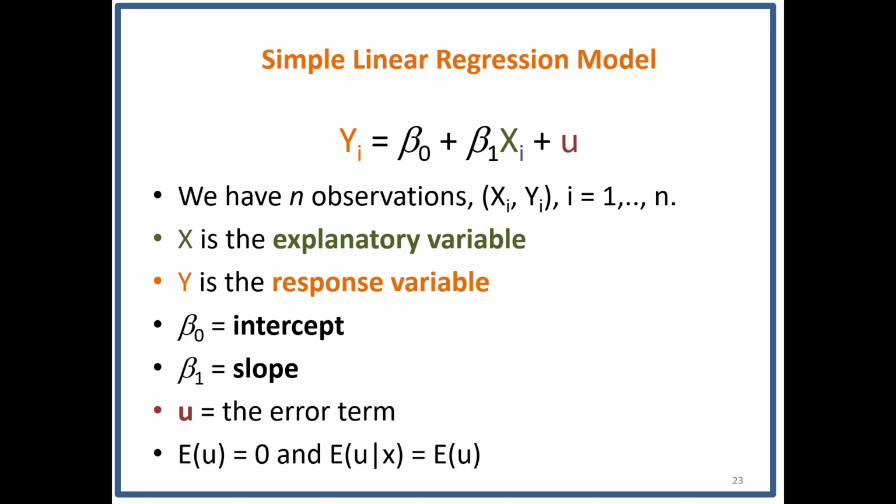We will talk a bit about this more in the next couple videos or in class. But we are assuming that on average the error term u equals 0, and that the expected value of u given x equals the expected value of u. So u is not conditioned on or dependent on the value of x. And we will talk about assumptions, but not in this video.